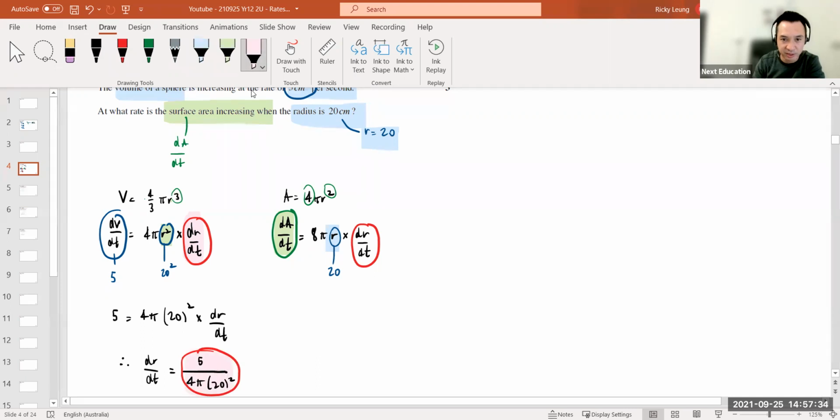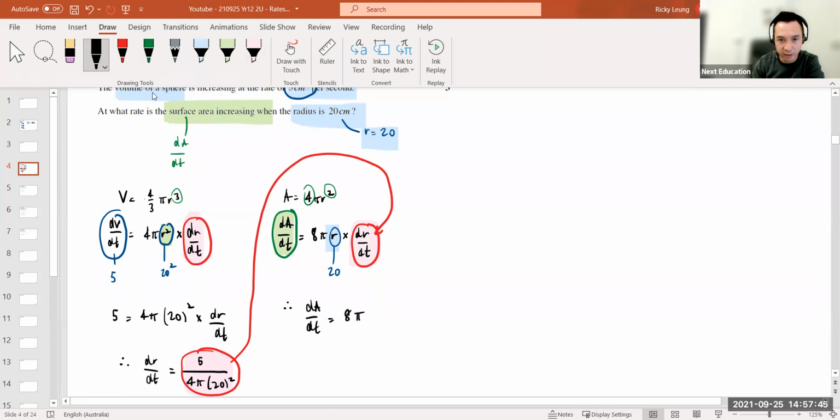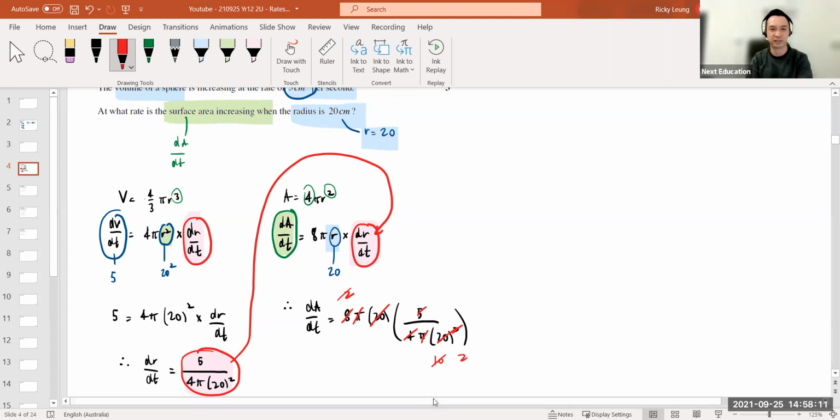So both this guy, I'm going to sub this guy into here, plug that expression into here, and you should get therefore green, which is dA/dt equals 8 times pi times 20, then times 5. Now I like this because the pi's cancel out, right? 5 pi on 20 squared. What goes here? The pi's gone. One of the 20s are gone. 8 and the 4 goes to 2. 2 and the 10. 10. 2. Ooh, it's a half. Perfect. Everything just sort of cancelled out.